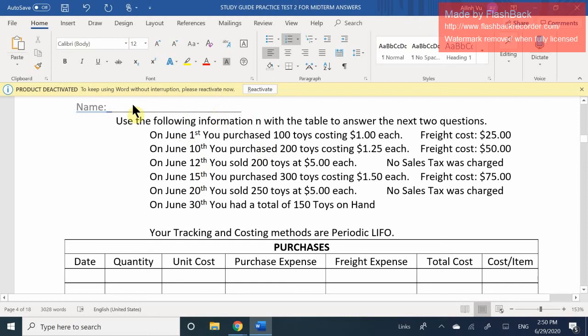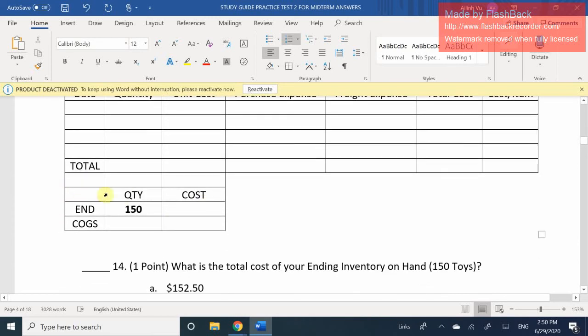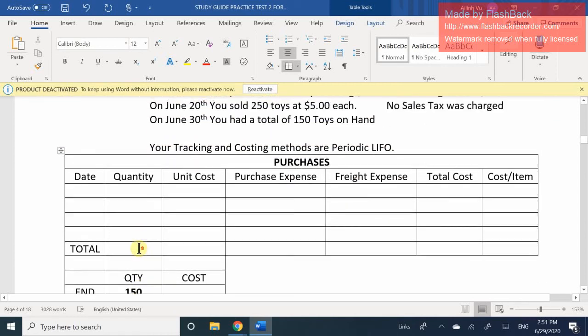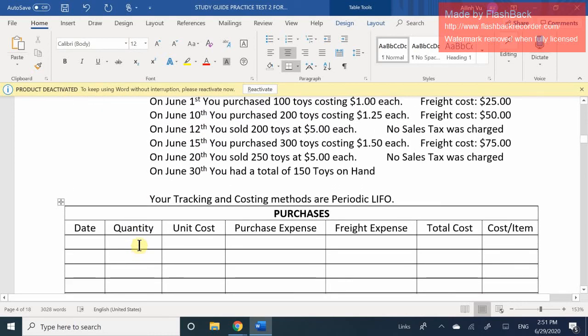So we know it's going to be for June 1st, and we know that at the end, on June 30th, you had a total of 150 toys on hand. Okay, so here I've already given you this portion because you have to be given this information. All right, so let's take one step at a time. How do you fill in this table? Okay, what happened on June 1st?